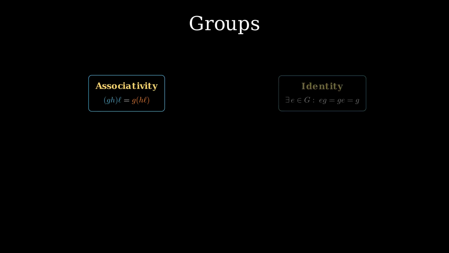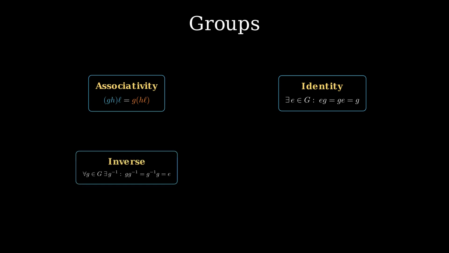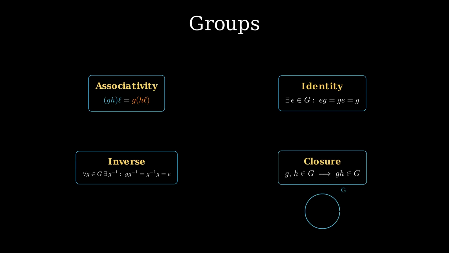Second, identity. There is a unique element E, the do-nothing transformation, such that composing anything with E leaves it unchanged. Third, inverses. Every element G has a unique reverse, G inverse. Applying G then G inverse, or the reverse order, brings you back to the identity element E. Fourth and finally, closure. Composing any two group elements gives you an element that is still inside the group. You cannot escape.